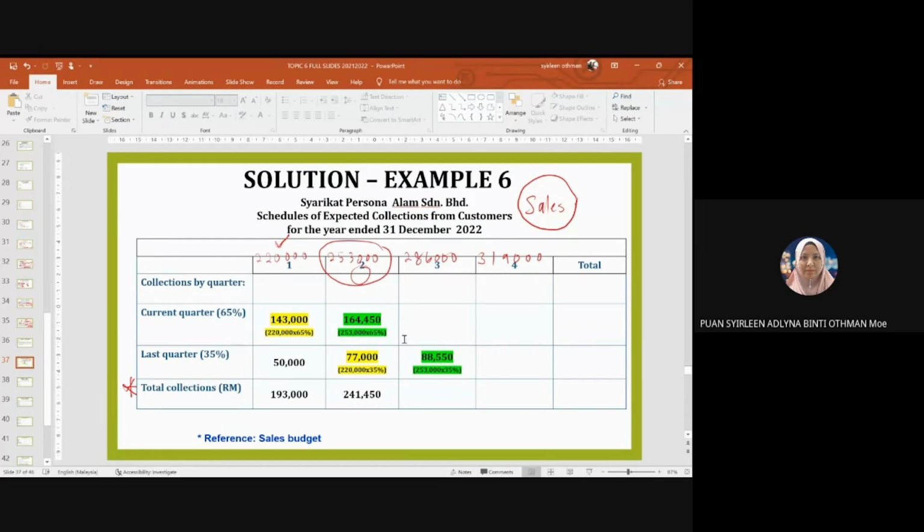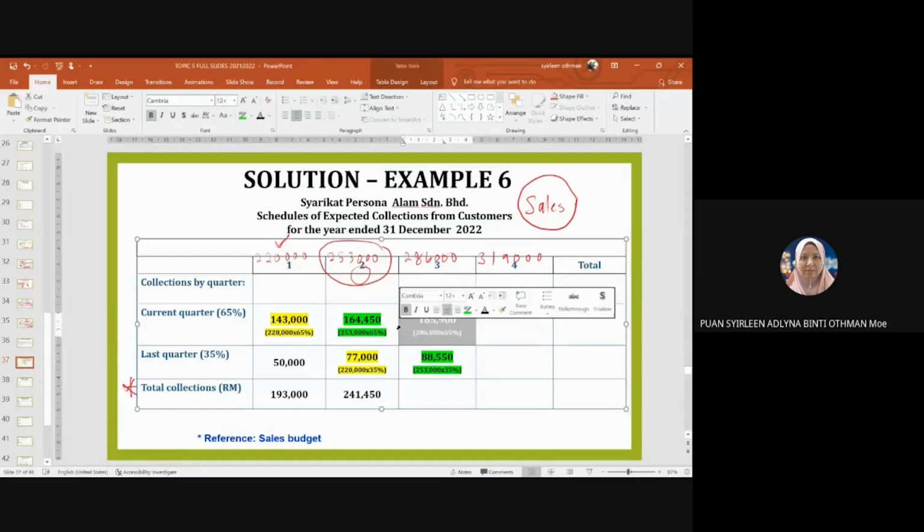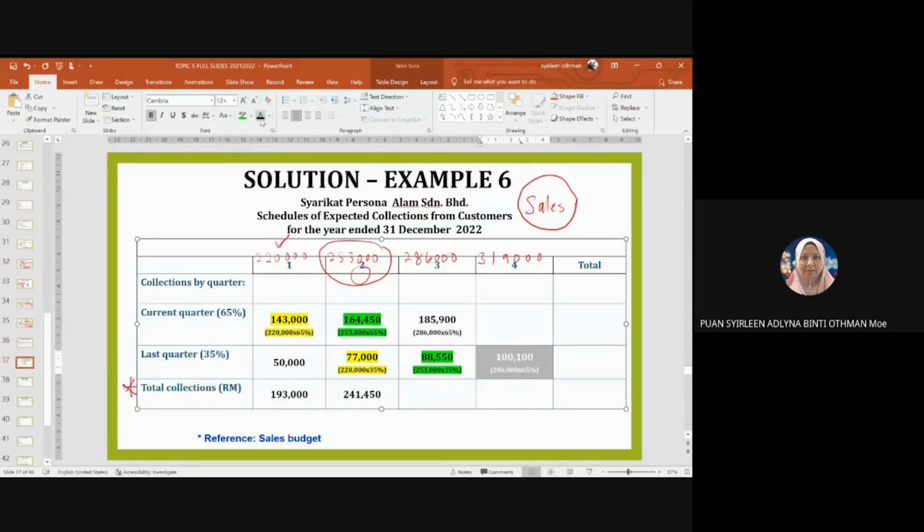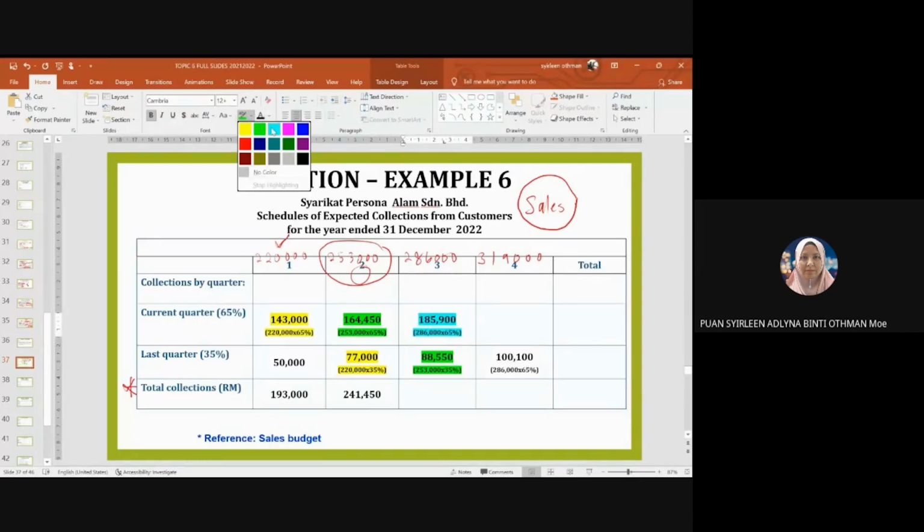Okay, so third quarter sales dia 286. So 65% from third quarter will be 185,900. Balance dia dibayar di kuartal keempat. Okay, so yang ini adalah sales kuartal ketiga. Okay, ini balance dia. Dibayar pada kuartal keempat.